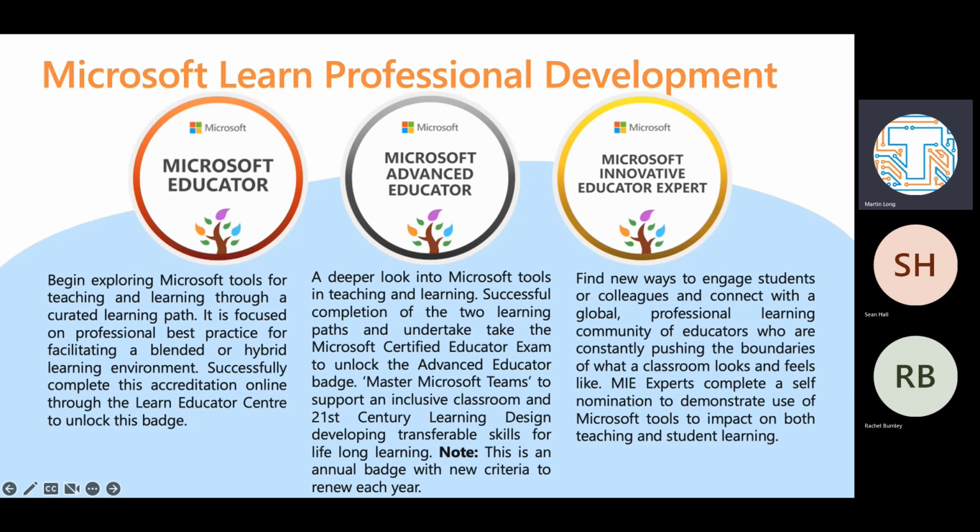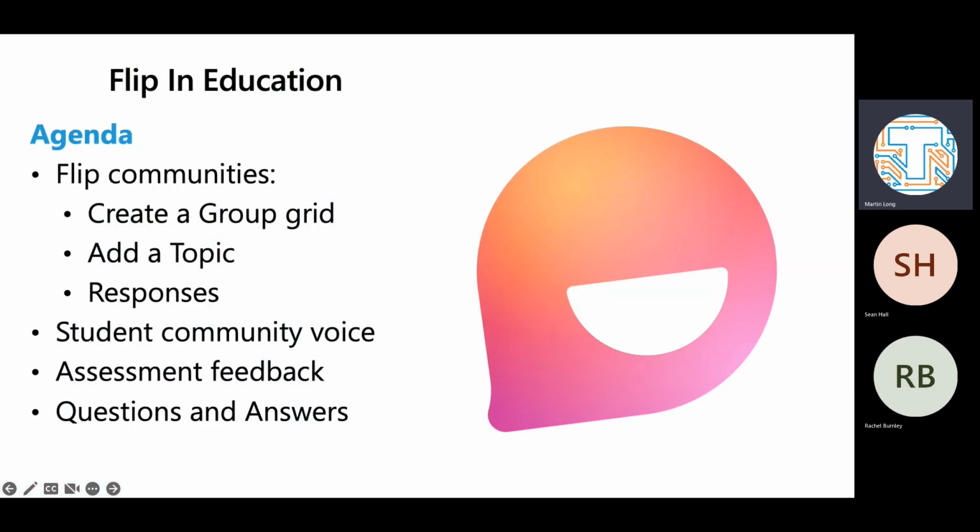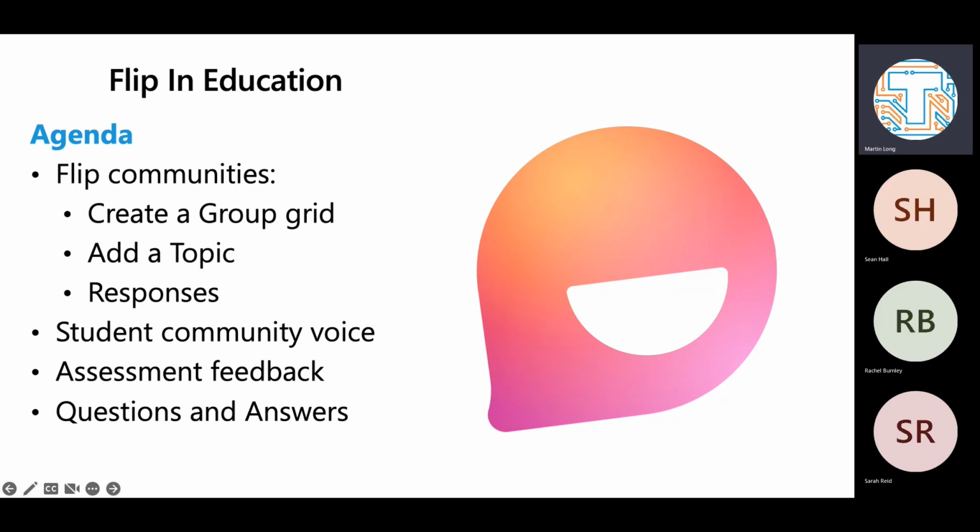Let's move on to Flip itself. Flip is a pretty agile platform. It can be used for any audience that you've got in school. But what we'll consider is how we get something into Flip and set it up. So we'll look at creating a group, sometimes referred to as a grid, and then how to put topics into those groups, and then also how to get responses made for those topics that we've set inside of our groups. We'll look at the different communities that we can engage with, but we'll have a particular focus on pupils and students. Also consider how it can be used for assessment and feedback.